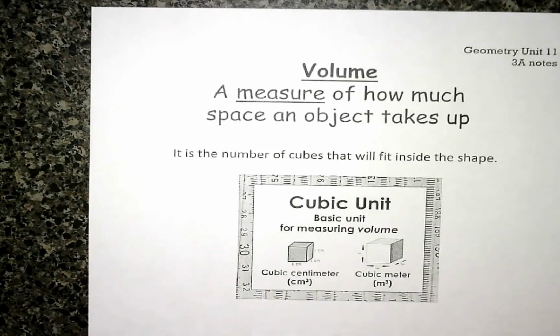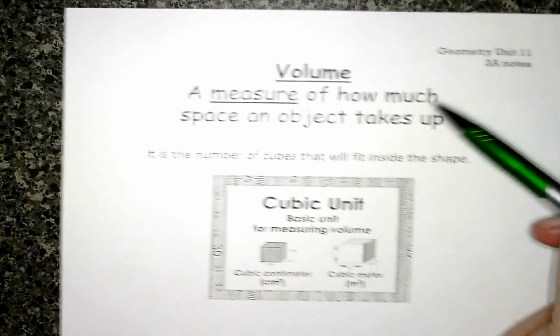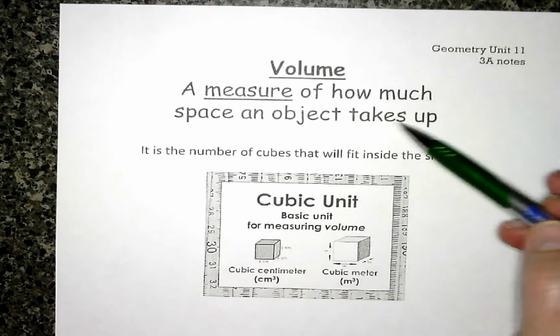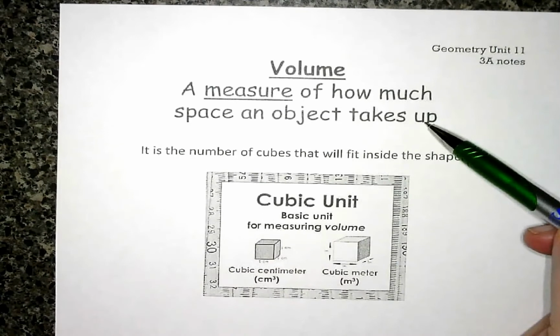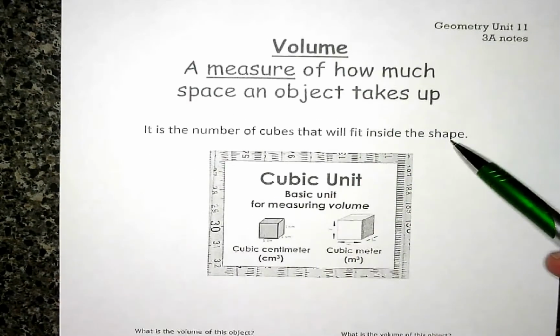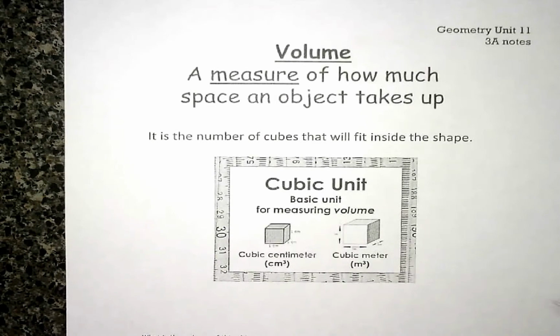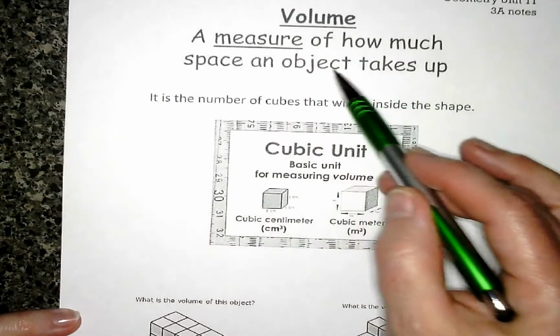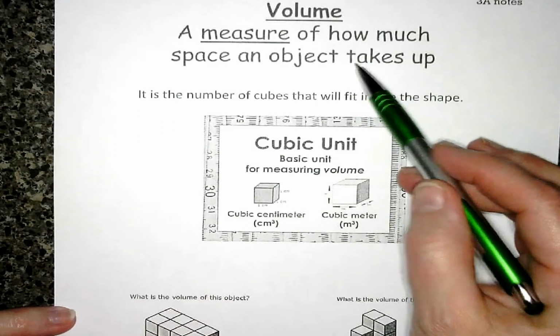Okay, level 3 deals with the volume of the geometric solids that we've been talking about, the three-dimensional shapes. Volume is our last main topic, and that is identified or defined as the measure of how much space an object takes up. Or in other words, it's the number of cubes that will fit inside the shape. So when we're talking three-dimensional, there's room inside to fill up, and that will tell me how much space that object is going to take up.